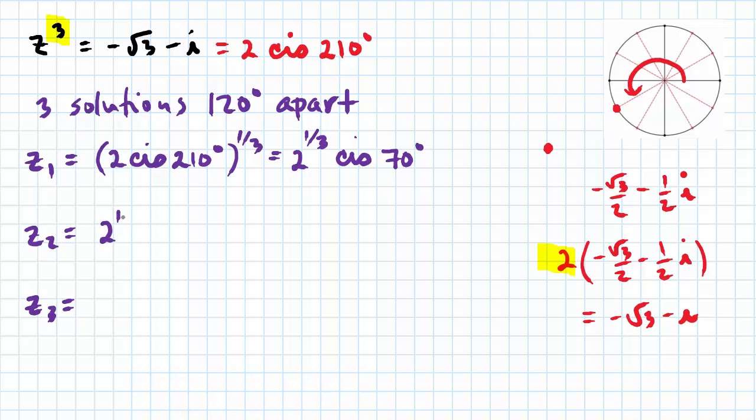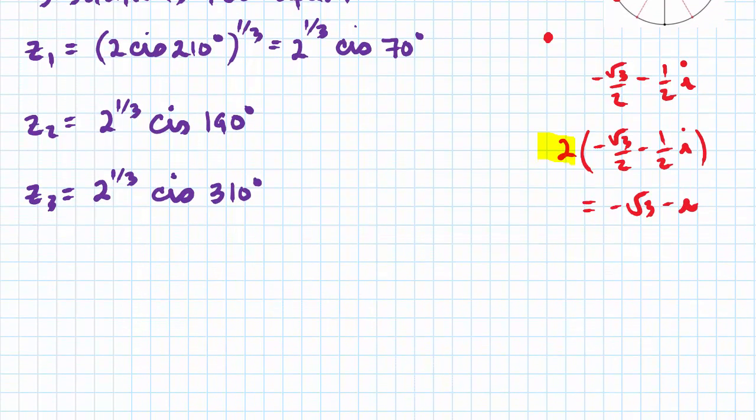So there's the first solution in trigonometric form. The second solution, circle of radius third root of 2, cis, well, they're 120 degrees apart, so I have to add 120 to that. So there's our second solution in trig form. And then our third solution in trigonometric form, we add another 120 here, so we'll have 310 degrees. Now, those are our solutions in trigonometric form.